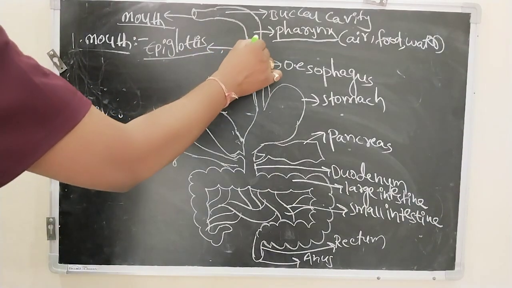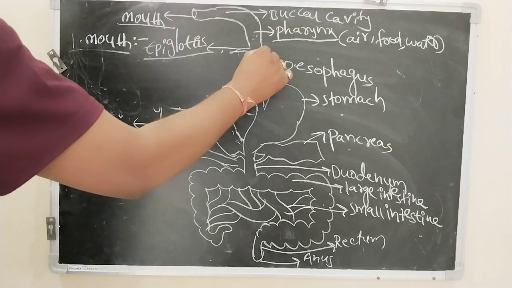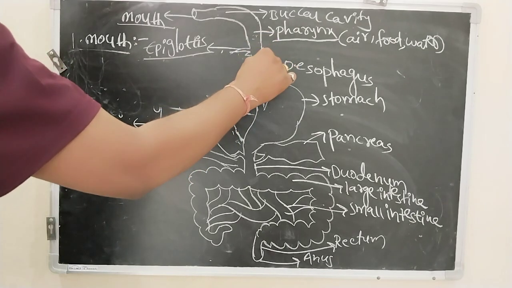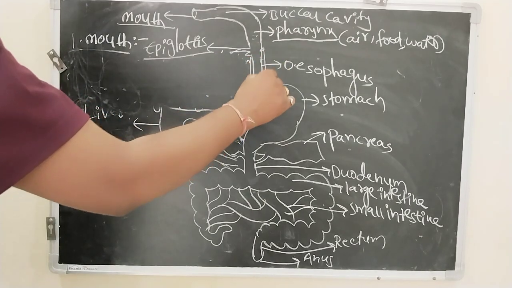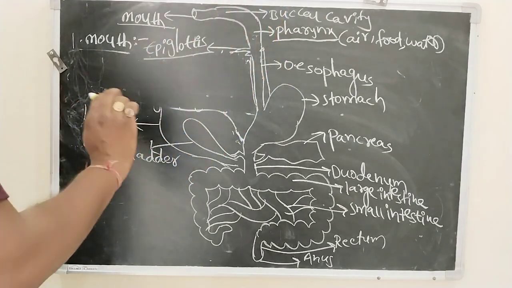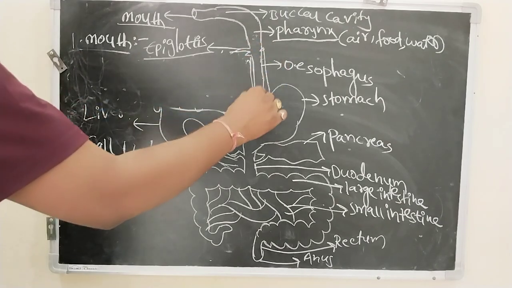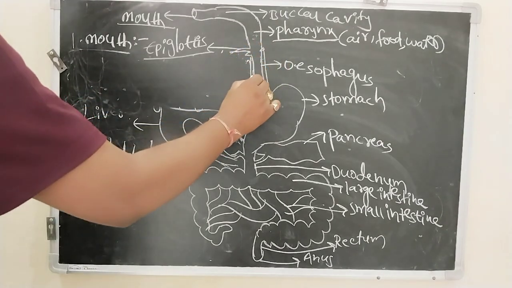It prevents the entry of food into the larynx and trachea. So it closes the respiratory tract and allows the food and water to go into the esophagus. So now the food enters into the esophagus.